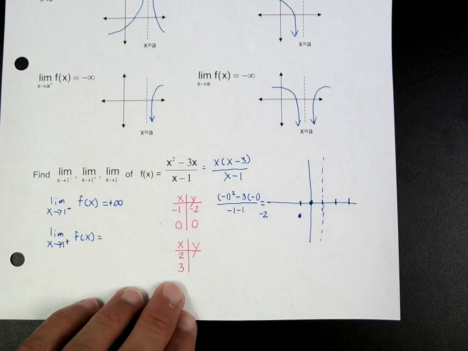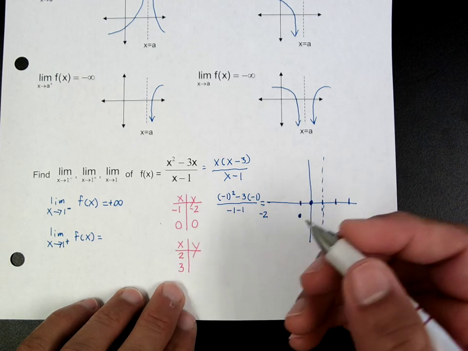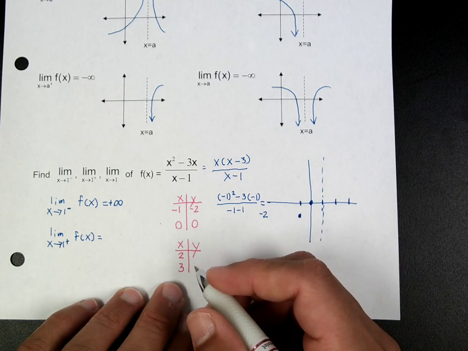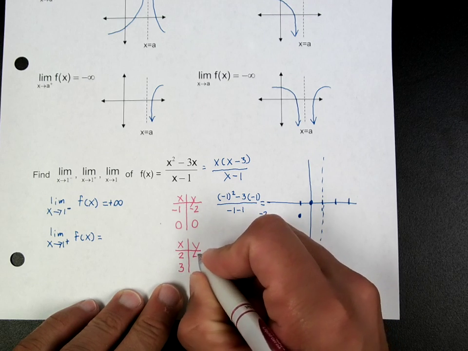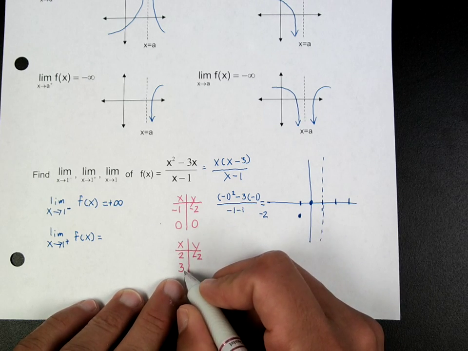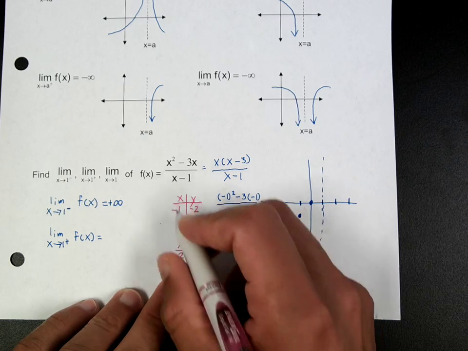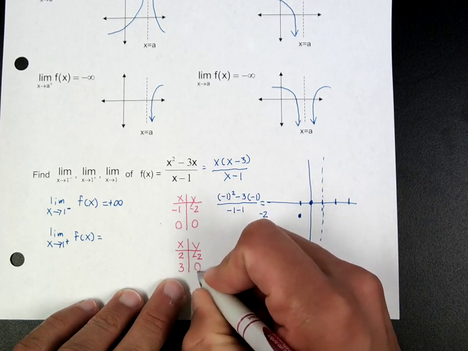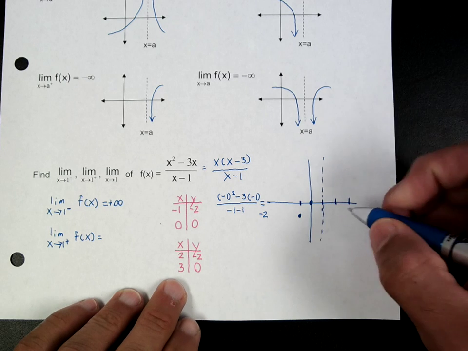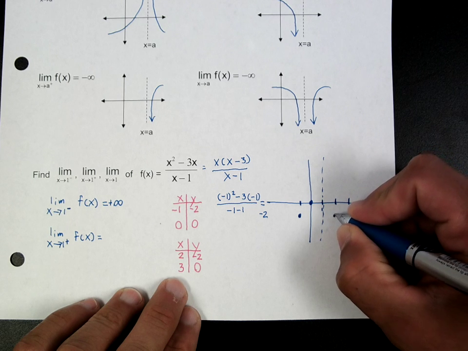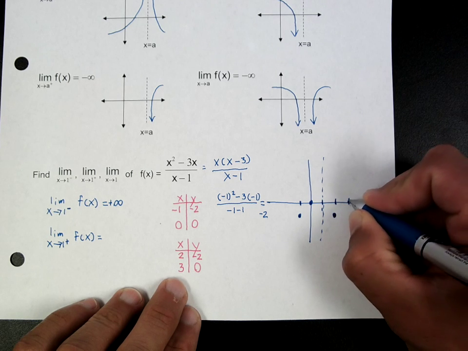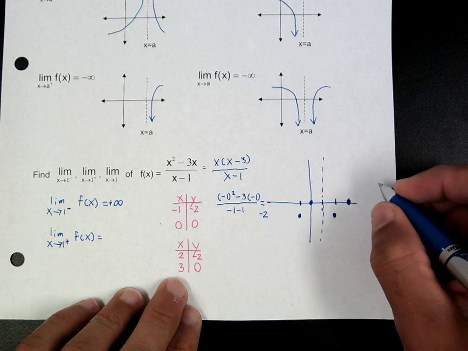So 2 and 3, if I plug in a 2, and you can do this on your own time here, you're going to get negative 2. And if you plug in a positive 3 into this, you would get 0. So those 2 points would be (2, negative 2) and (3, 0).